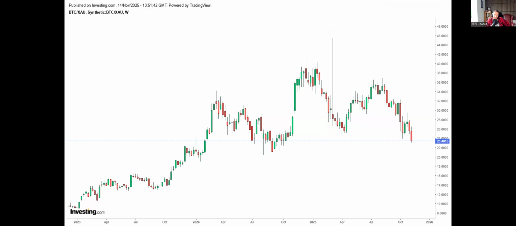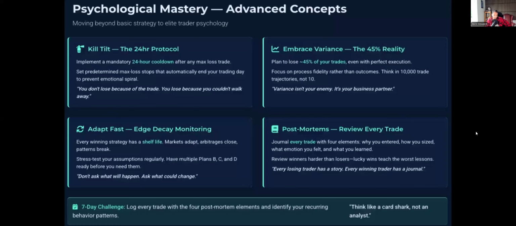So we got the Bitcoin to gold ratio, now the lowest it has been since 2024. To me, that continues to say risk off in this environment. I think there's continued bid into gold as a result.